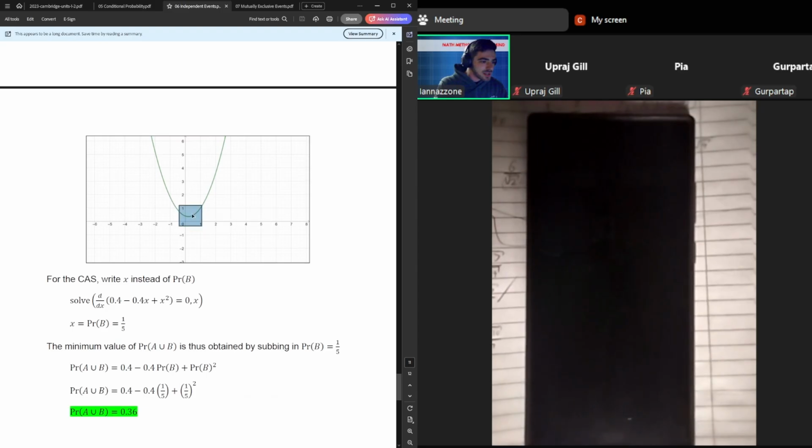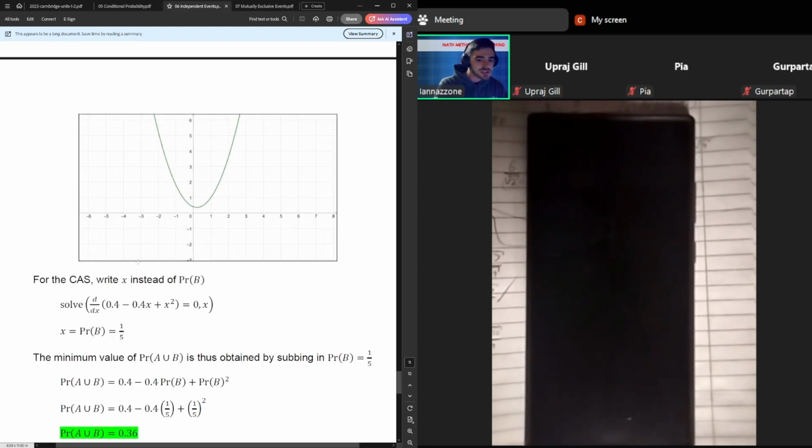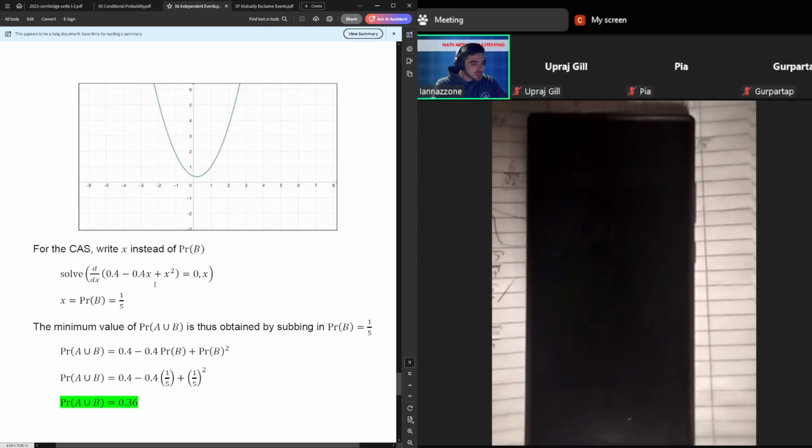So you can use the analyze graph tools if you like. I'm not really much of a fan of that because it doesn't give you an exact value, so you're better off using the solve function on your CAS. That's going to give you a probability B is equal to a fifth.